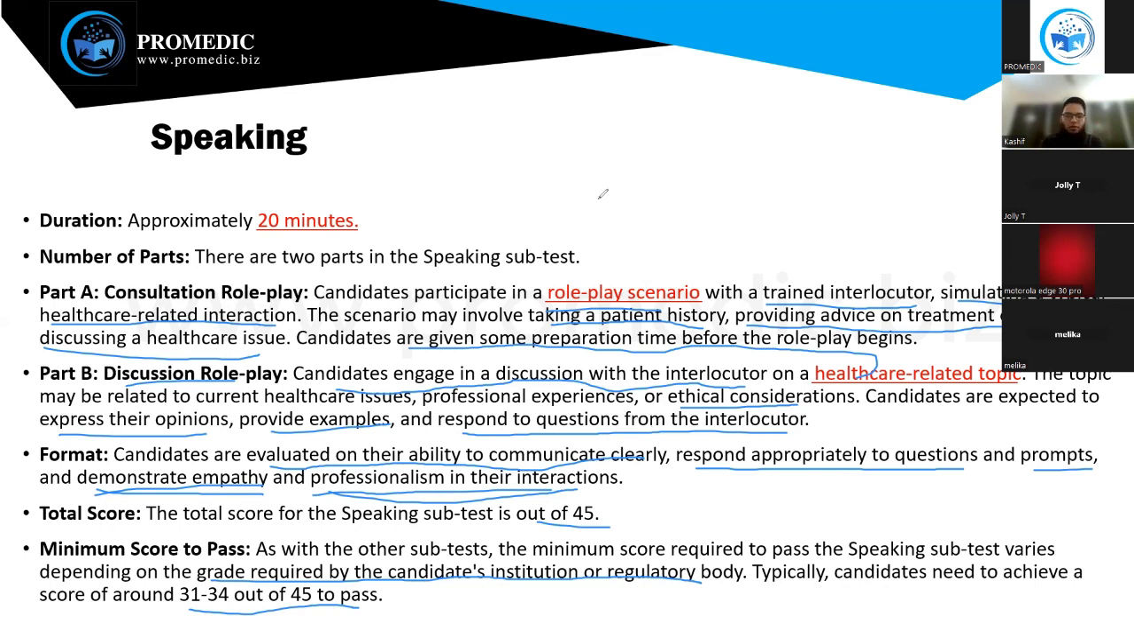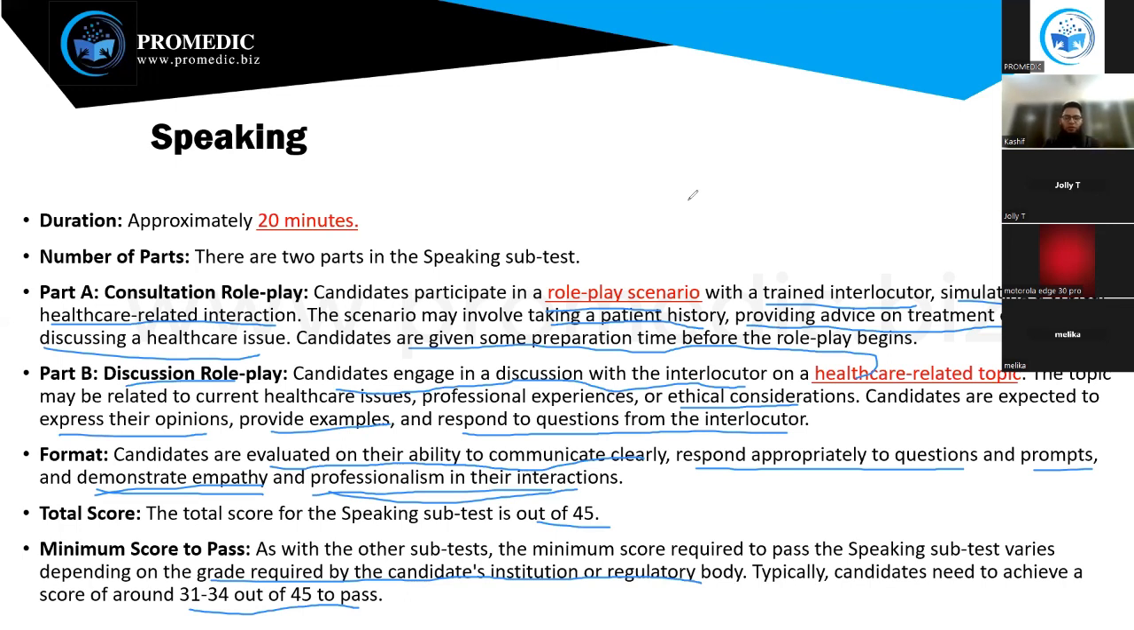There is one question: what is the difference between consultation role play and discussion role play? In the consultation role play, you are the doctor, you are the lead, you are telling him or her the treatment options, the kind of diseases, the information. That is the consultation role play. In the discussion role play, the examiner cannot be a patient; it can be your colleague, your senior, or your junior, and you are just engaging in discussion on a health related topic.